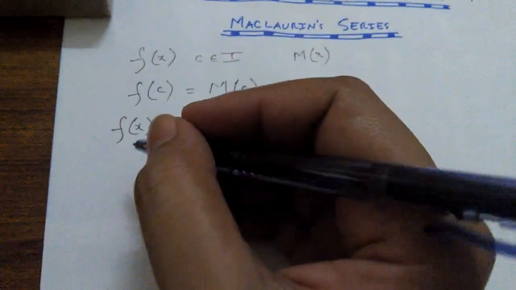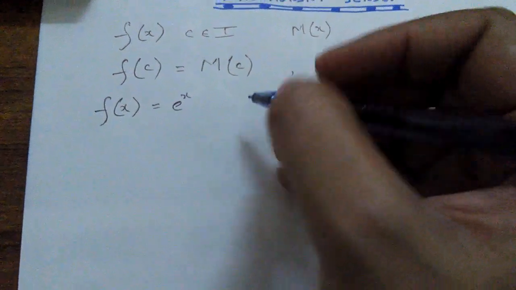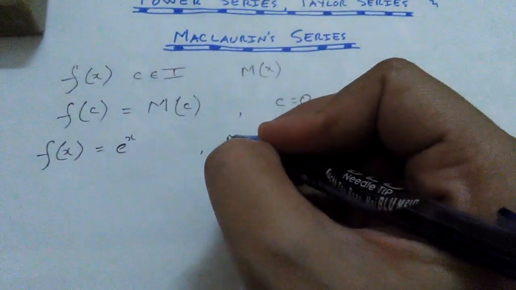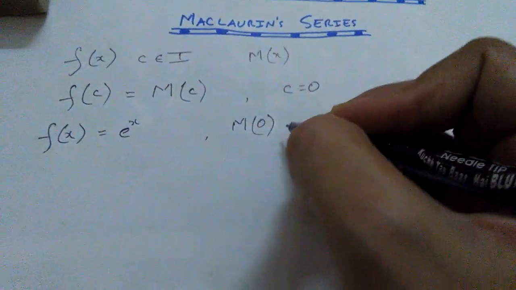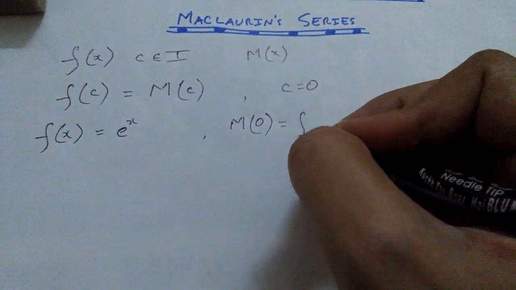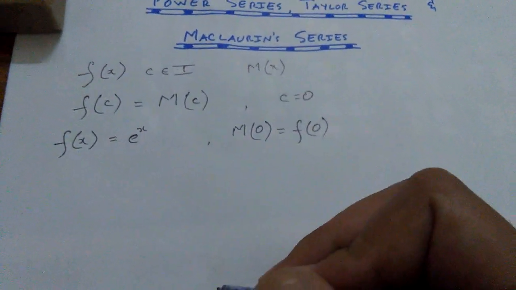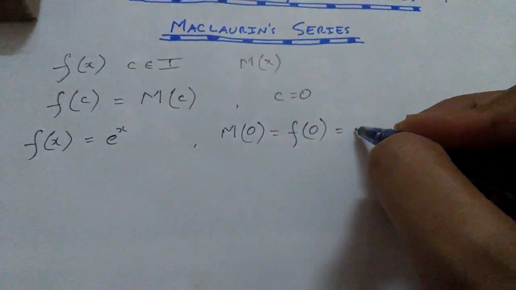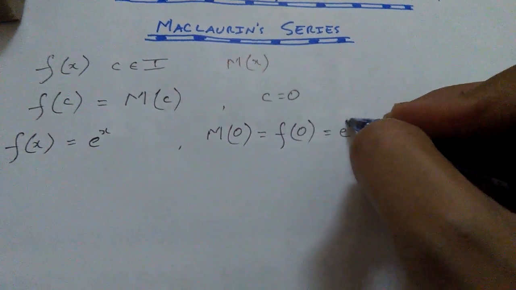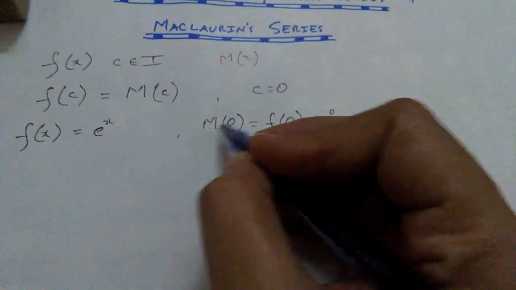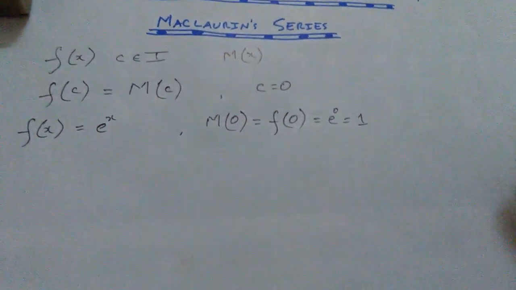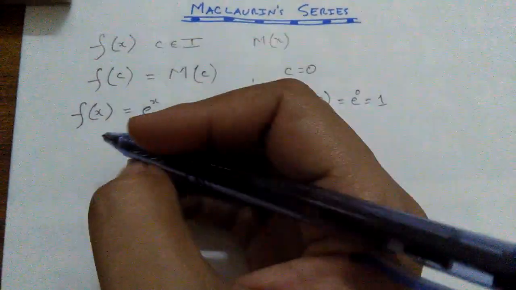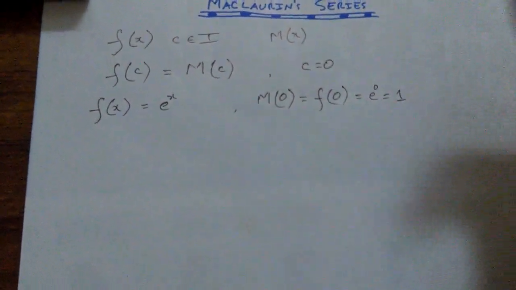So I want a polynomial m of x such that at this point it is exactly equal to f of 0. Here f of x is e to the x, and replacing x with 0, I get 1. So m of 0 should be equal to 1, because f of 0 is 1. What is my m of x? That's what we are set to find out.